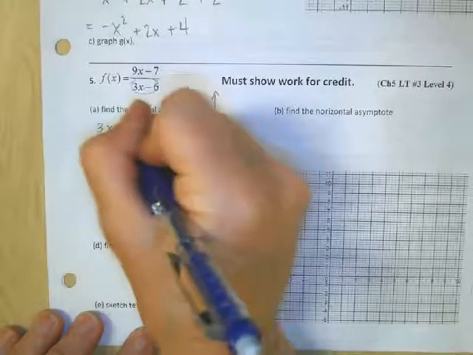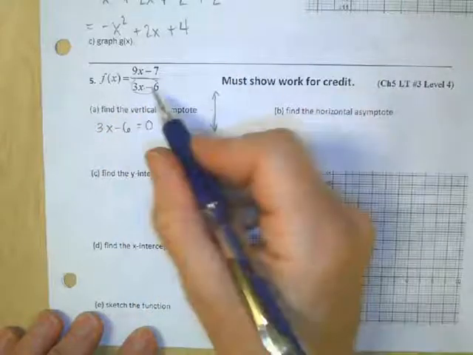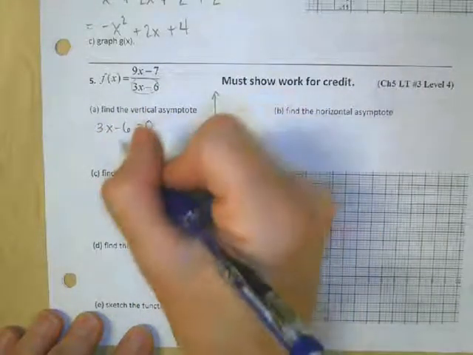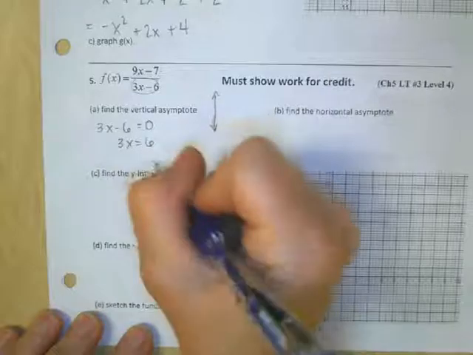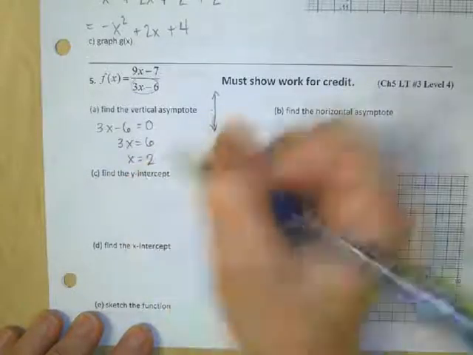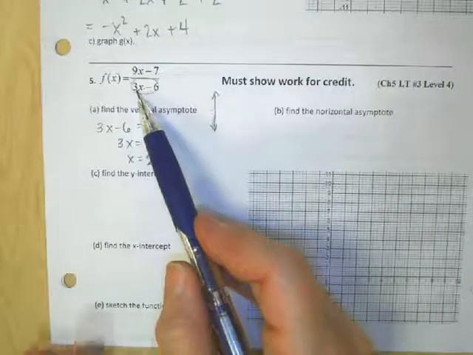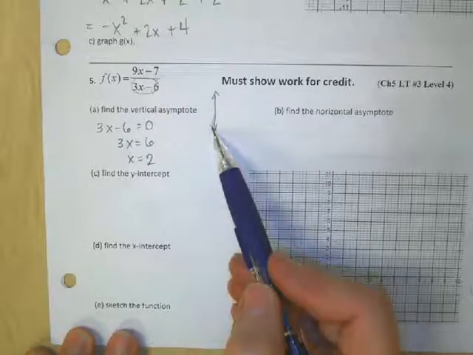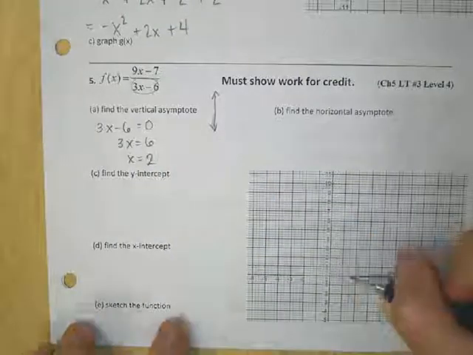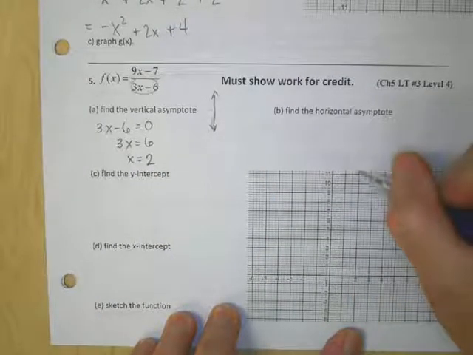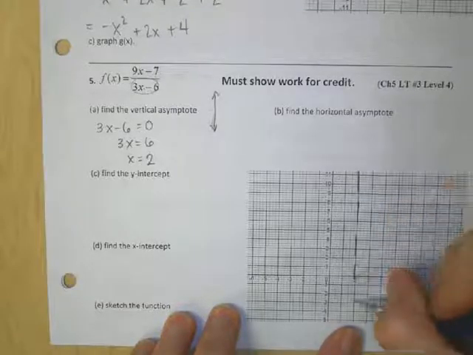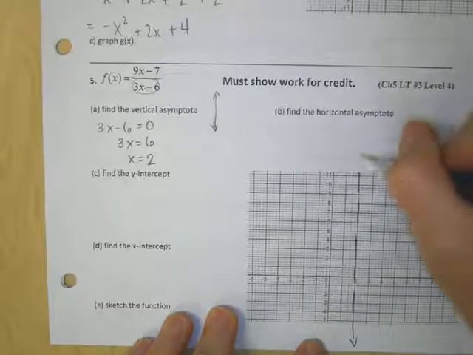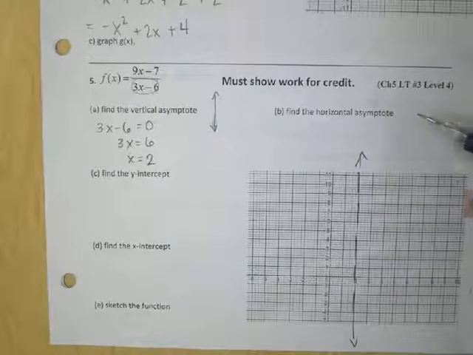So we're going to set 3x minus 6 to 0. We're going to figure out what would make our denominator 0. So add 6 to both sides, I get 3x equals 6. Divide by 3, I get x equals 2. If x was 2, 3 times 2 is 6. 6 minus 6 is 0. You're not allowed to divide by 0. So therefore, they're not allowed to have any points on the line x equals 2. So I'm going to go ahead and put that on my graph. Here is the line x equals 2.